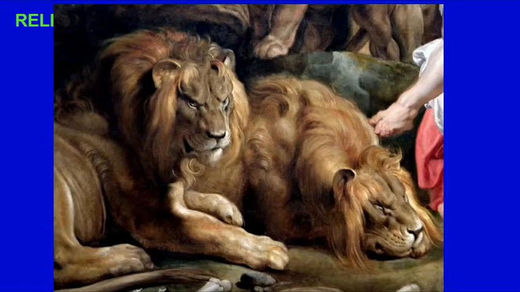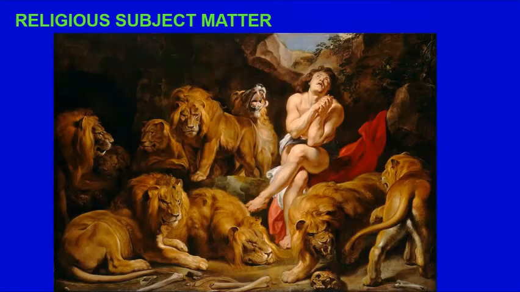And if we look at a close up, we can see some of the details of the lions here. But anyways, look at how all the lions are doing something different. They're moving around. They're snarling. They're looking at different locations. And also notice the dark background and the bright highlight on Daniel. It's as if the light is just coming through that hole up in the top.